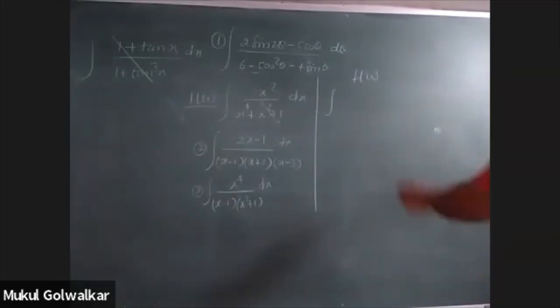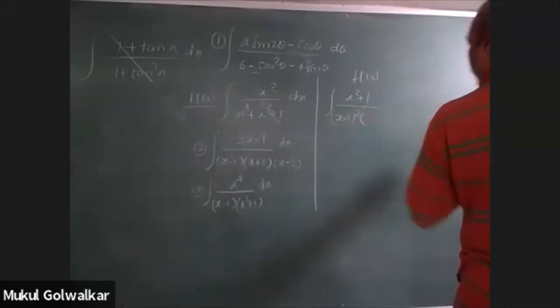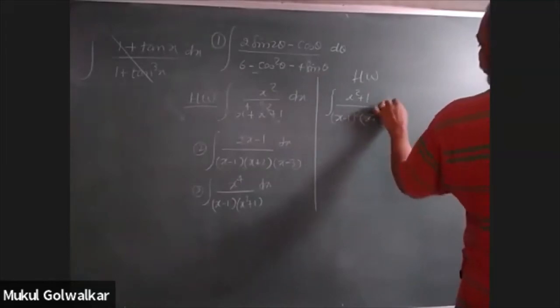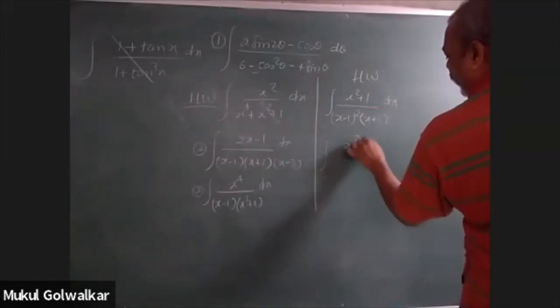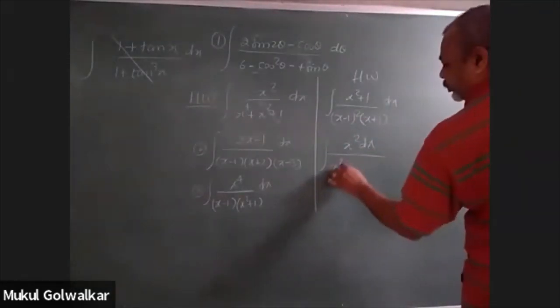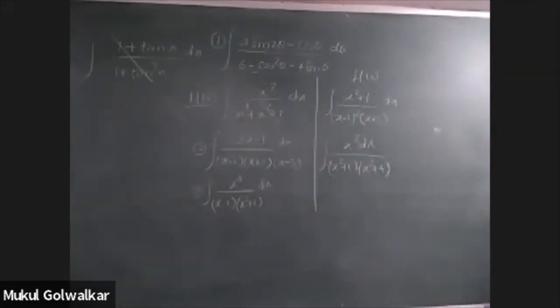Integration of (x square plus 1) upon (x minus 1) whole square into (x plus 3), and integration of x square dx divided by (x square plus 1) into (x square plus 4). The denominator is x plus 3. Yes, in the right side, the first question. Yes, you are talking about this one, I know.